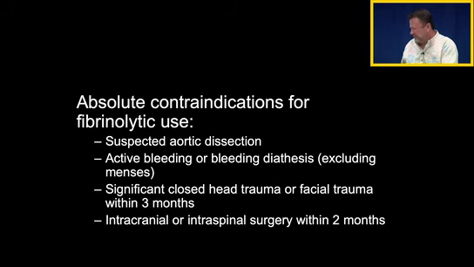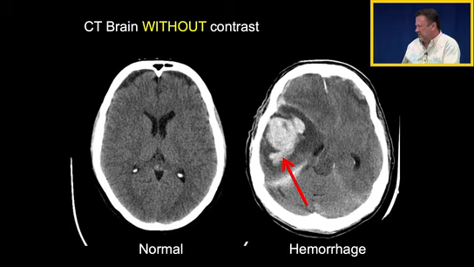All right. If we think that they have a suspected aortic dissection, if we think their aorta is ruptured, other than the menstrual cycle, if they have any kind of active bleeding, we're not going to give them something that breaks down clots. Bleeding diathesis is just some kind of bleeding, blood clotting disorder. If they've had any kind of head trauma or facial trauma within the last 3 months, depending on where you are, but it's usually 3 months, we will not use fibrinolytics in an emergency situation, or if they've had surgery on their brain or their spine within the last 2 months, because they'll end up looking like this.